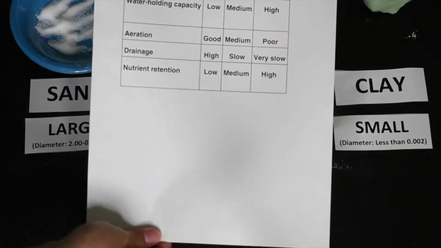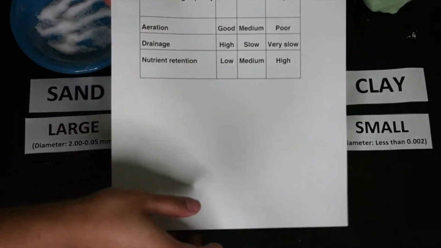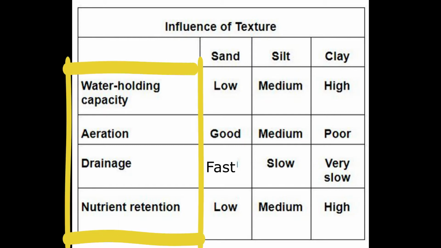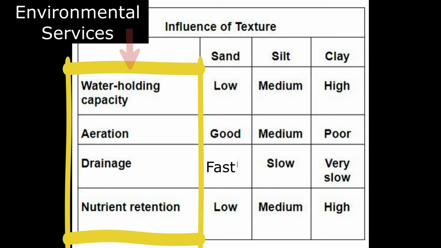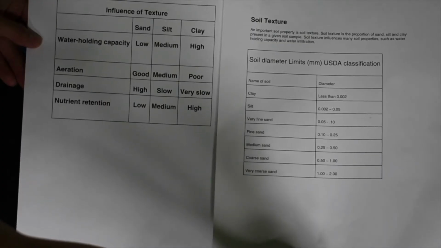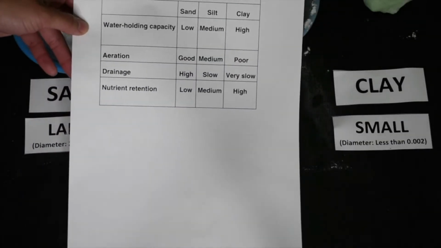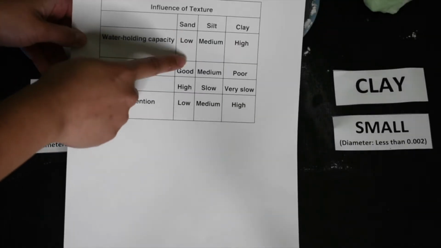Here we have the influence of texture charts. You can print this out and go back to it. So here we're going to be talking about water holding capacity, aeration, drainage, nutrient retention, and how sand, silt, and clay influence each of the environmental services that we have. So we learned about soil texture and diameter, and if we look at what we learned, we can really understand how that would influence the texture and in return influence the environmental services.